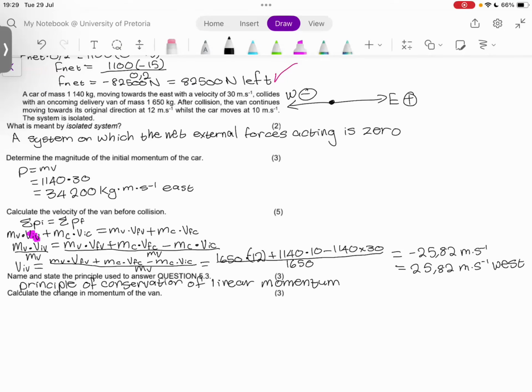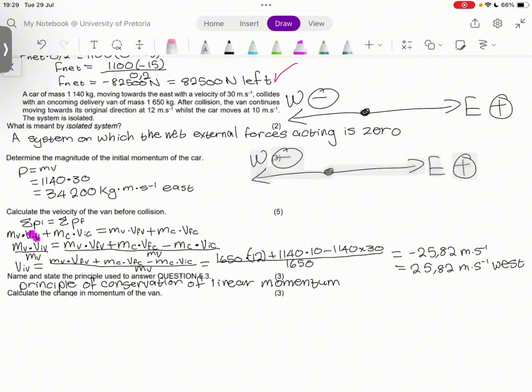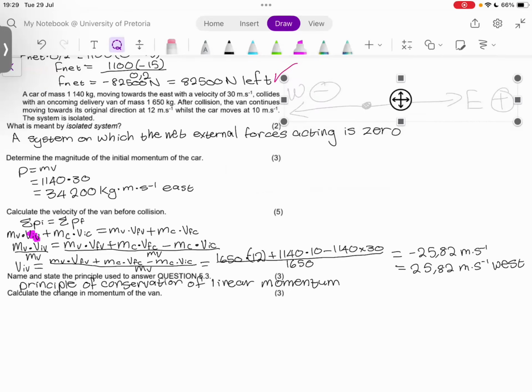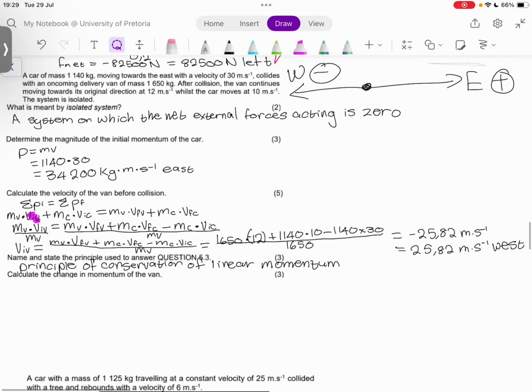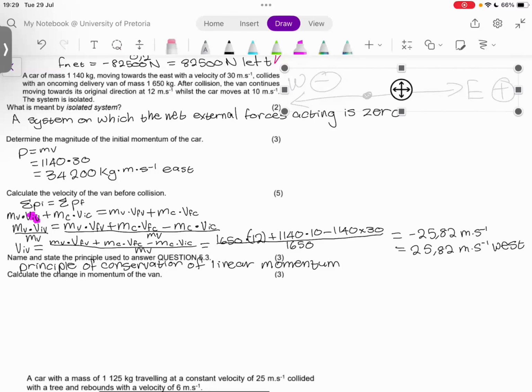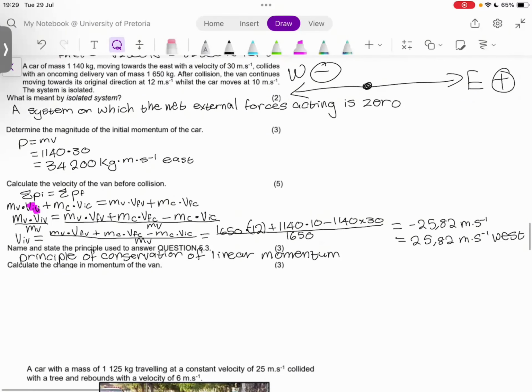Somebody asked, why is the direction west? It is west because we've set our convention. We stated that east is positive and west is negative. We stated this earlier on when we started with this question in particular. Cool.